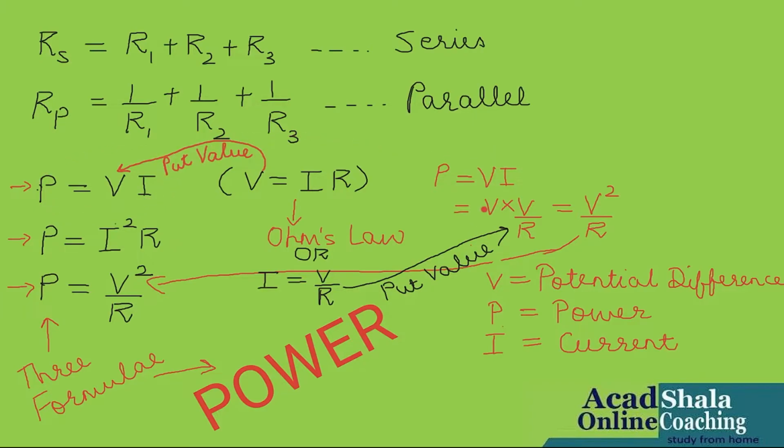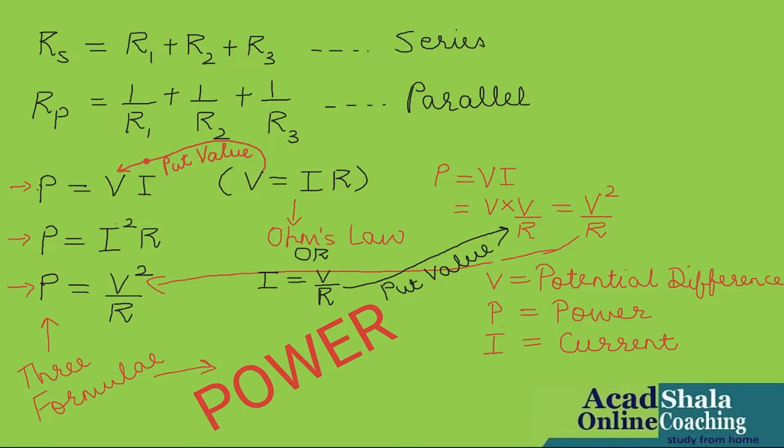So what I will do, this V will remain as V. Instead of I, which I have taken out over here, and the formula comes out to be V upon R, I will place the value V upon R. After this placing, I get a value of V square upon R. So that means I got the third formula for power. In this case, we got 3 formulae for power.